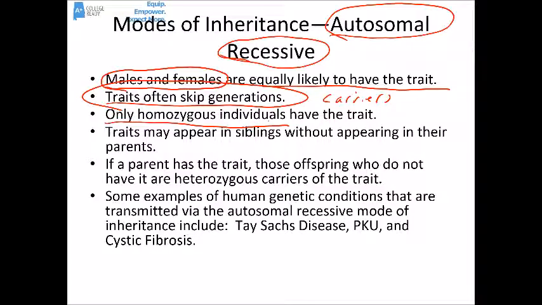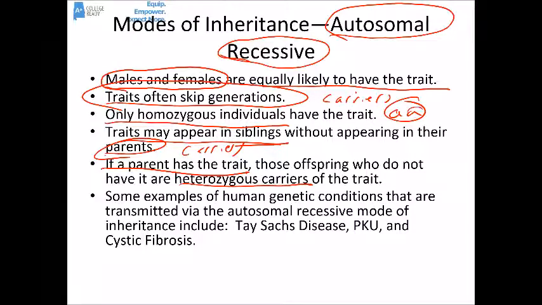You've got to have 2 alleles, like little a, for example. These traits can appear in siblings, brothers and sisters, without their parents actually being affected. Their parents could be carriers again. If a parent has the trait, though, if the parent is actually affected, like little a little a, their children are going to, at a minimum, be carriers because they're going to inherit one of these little a's from the parent.